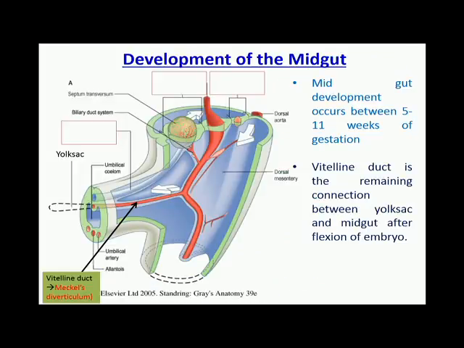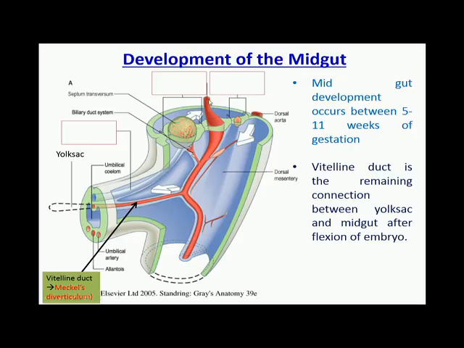Right. So we'll quickly go through the development of the midgut. I want to finish this in 10 minutes. Most of the midgut development occurs between weeks 11 and 15.